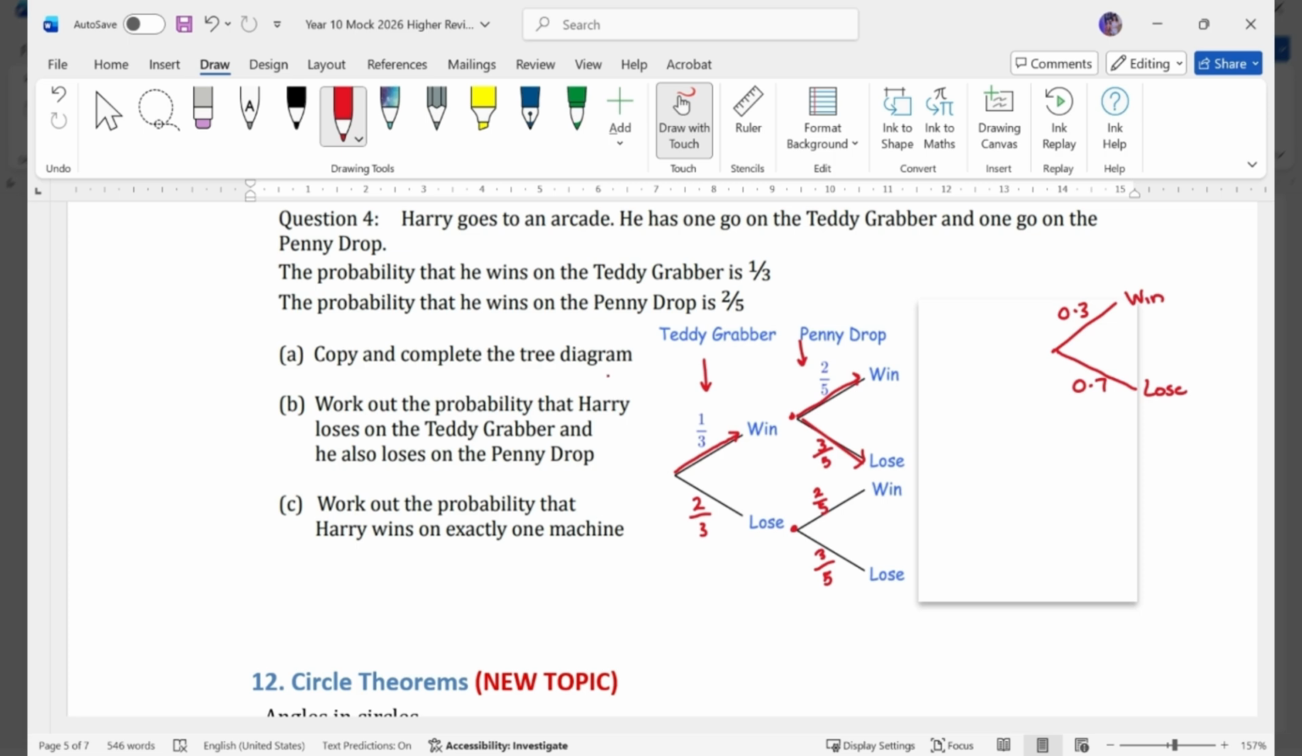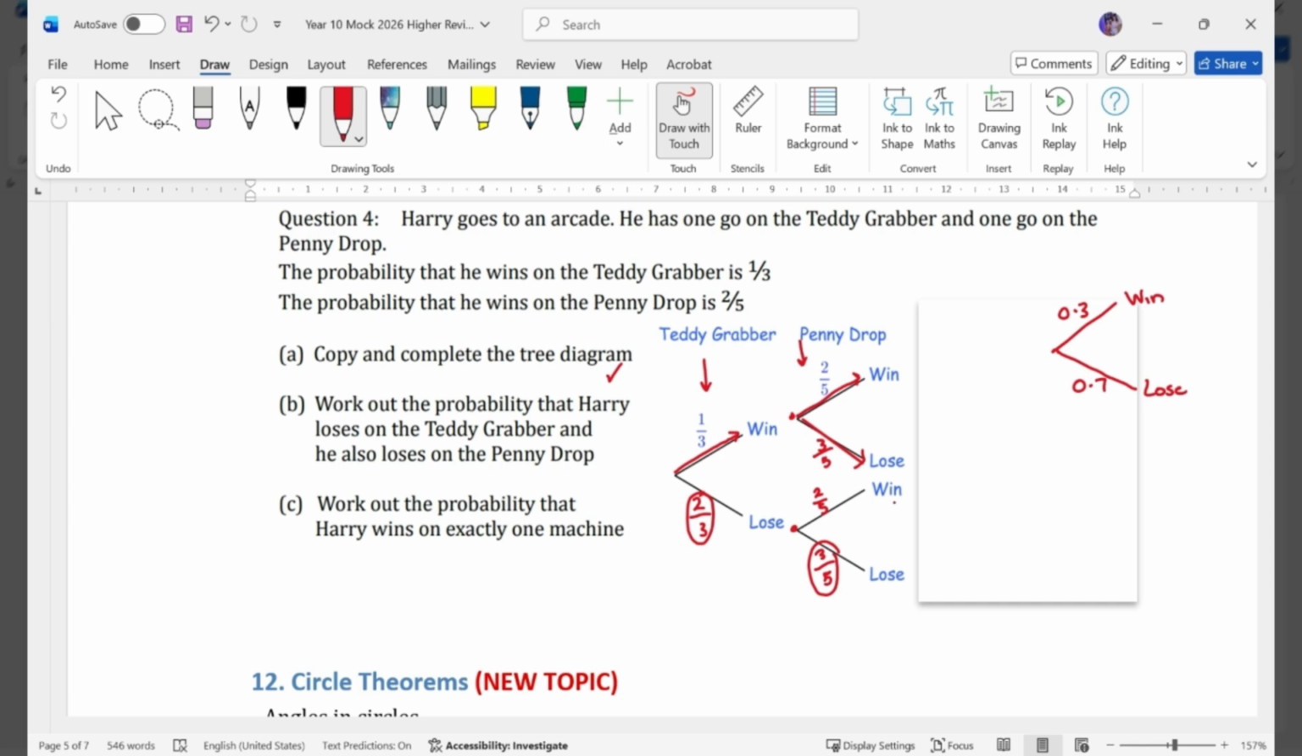Copy and complete the tree diagram. Well, we've done that, we've done the completing bit. Work out the probability that Harry loses on the teddy grabber and he also loses on the penny drop. Poor Teddy, he's lost on both. In other words, lose, lose.